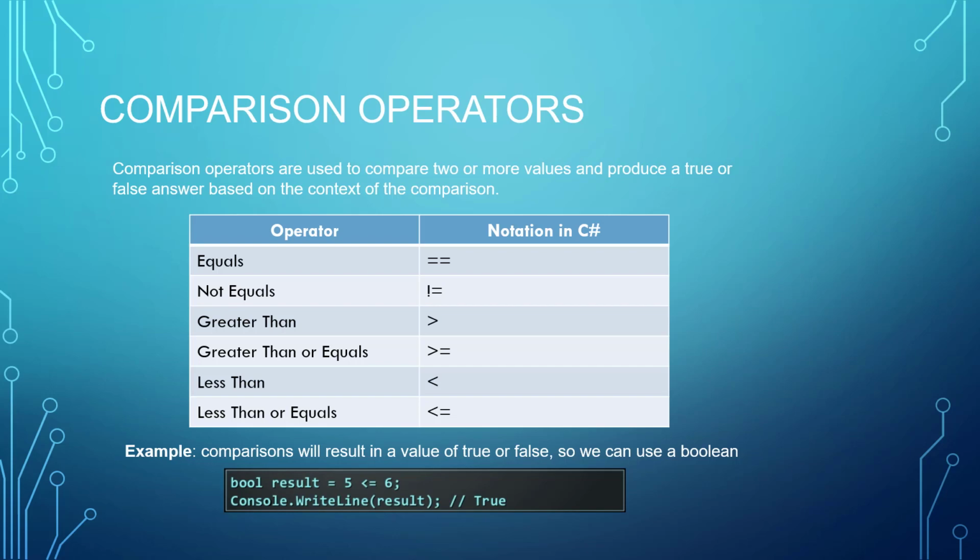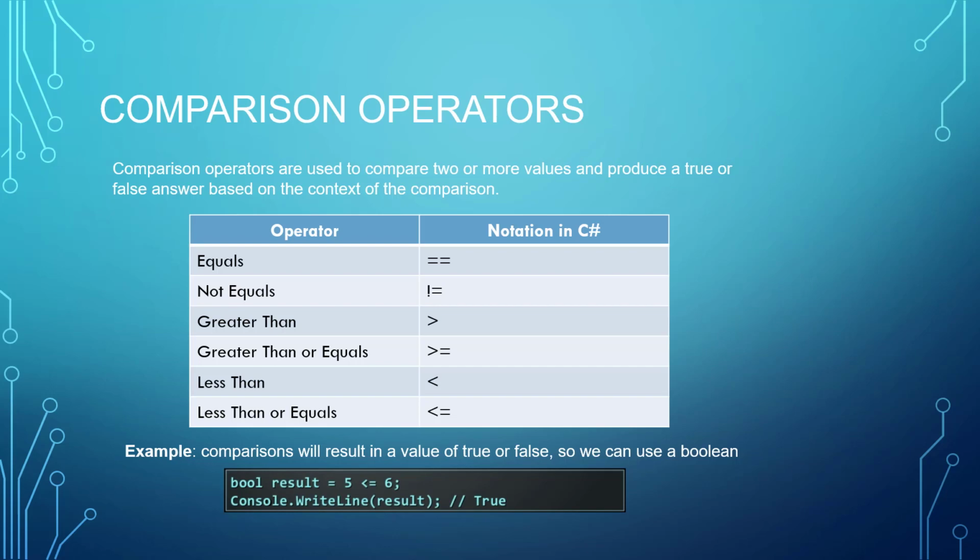Comparison operators are used to compare two or more values and produce a true or false answer based on the context of the comparison. So if we want to determine if two values are equal with one another, we would take two values, and in between those values, place an equals sign. Now you may ask, why do we use double equals to determine whether or not something is equal?